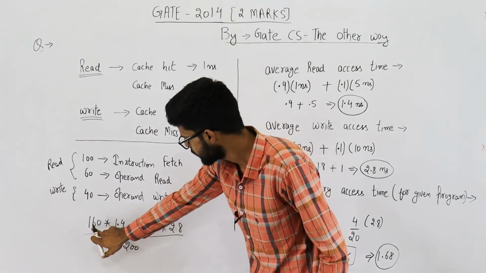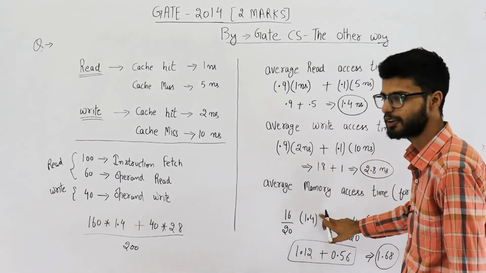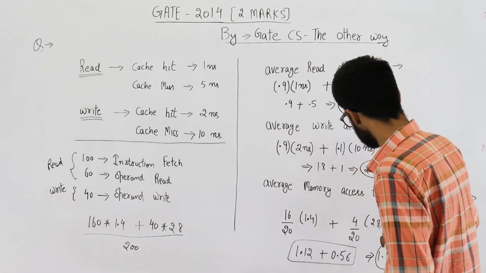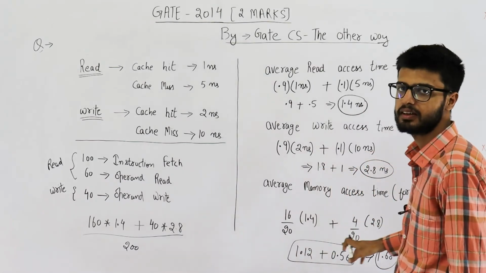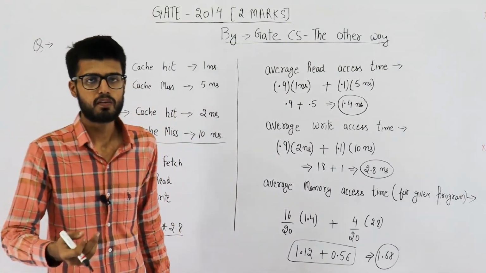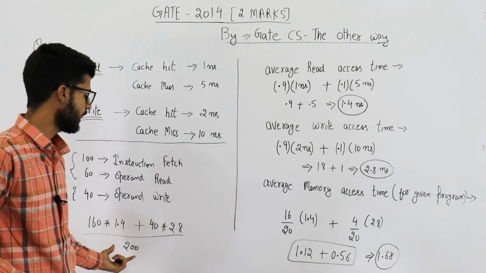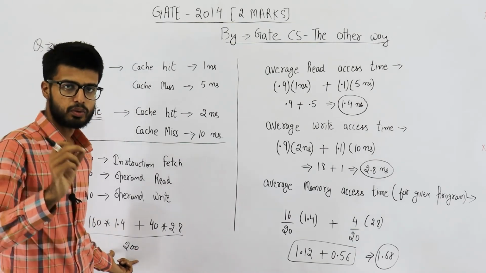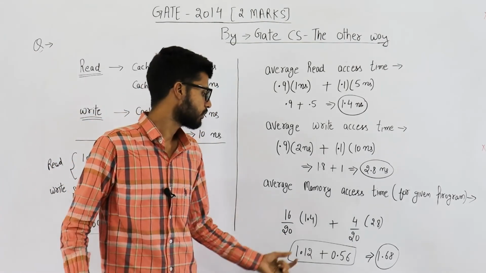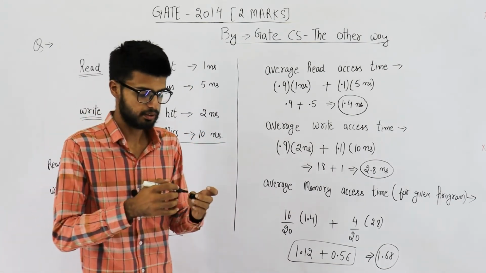See, 160 by 200 into 1.4 plus 40 by 200 into 2.8. So there's not much difference. It's just at which point of time we are calculating the average. Here we are taking the average in the end by dividing the total time taken by 200. And here we are just taking the average before multiplying it by the time taken by one read or one write.